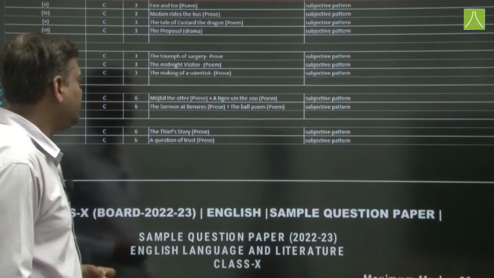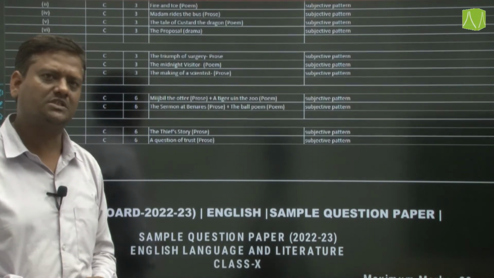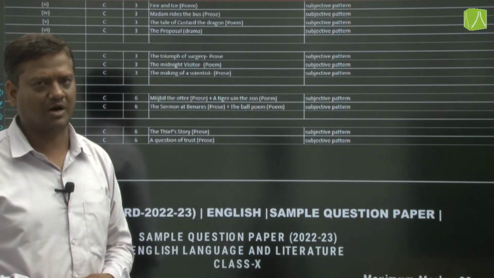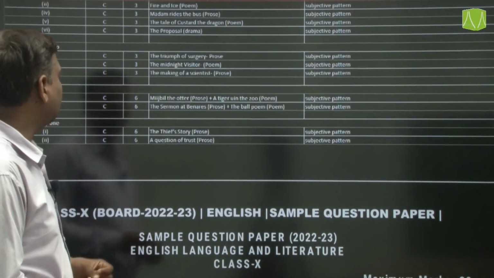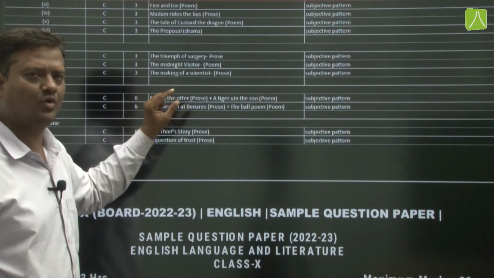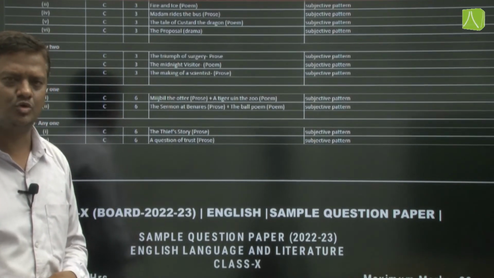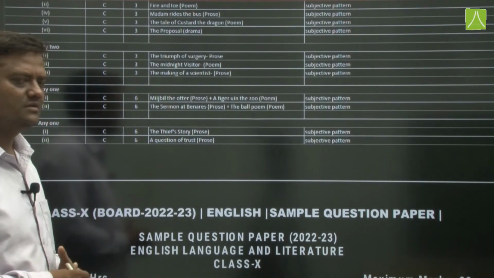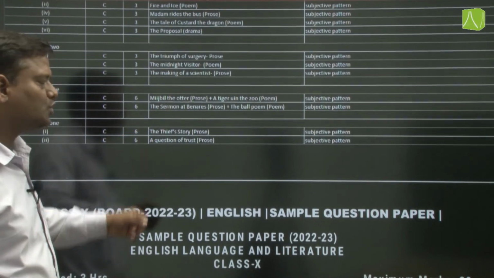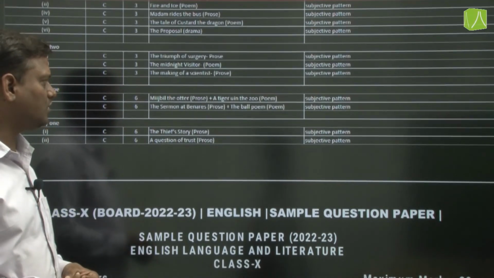Then we have questions to be answered in a long manner. You are to answer the question in 100 to 120 words, and each question will carry 6 marks. So it will be called question number 8. 2 questions will be given in it, out of which we are to attempt any one. Then the last question, question number 9, is again a long answer question to be answered in 100 to 120 words. The weightage is 6 marks. Again 2 questions will be given to us from Footprints Without Feet, out of which we are to attempt any one question.